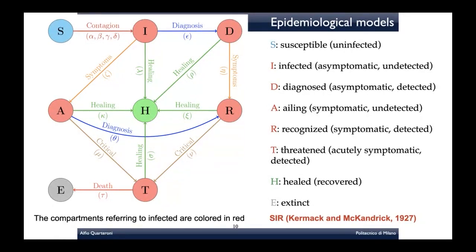two Scottish scientists, Kermack and McKendrick, about 100 years ago. And this was called SIR. And SIR means basically that you have three categories of people. Susceptible, that is, people that are still uninfected for no matter what kind of disease, right? It could be cholera, it could be influenza, it could be COVID, right? So those are uninfected people that are susceptible to be infected.